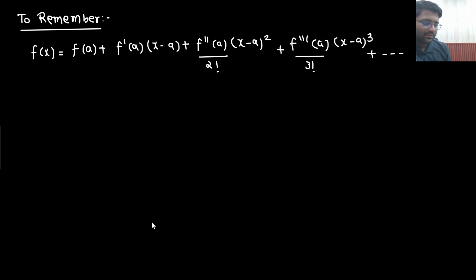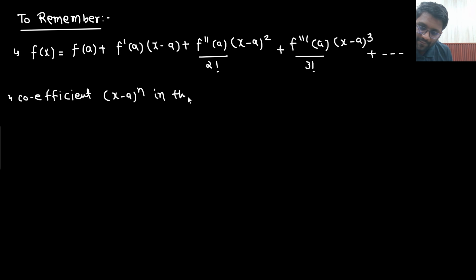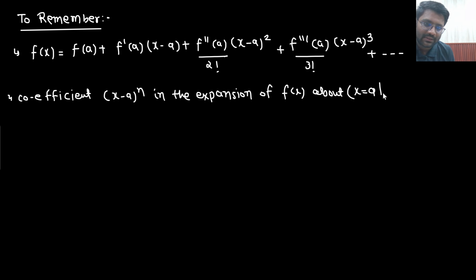Then the coefficient also. The other one is the coefficient of x minus a to the power n in the expansion of f x about x equals a. So what do I need to focus on? I need to focus only on this part. That means they are asking the coefficient of x minus a to the power n. That means differentiate f x n times, then put x equals a, then divide by n factorial. That's it. This is the second thing.